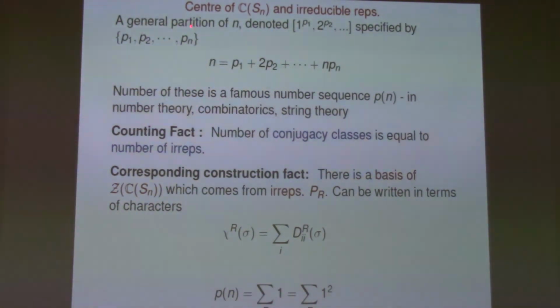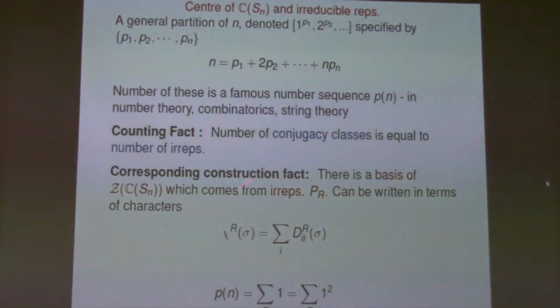Now, likewise, for the center of Sn, as we said, the cycle structures are given by partitions, which are specified by some number of 1s, some number of 2s, and so on. And for a given n, the number of partitions is a famous number sequence, P of n. Now we have the fact that for each conjugacy class there is an irreducible representation. Correspondence between conjugacy classes and irreps.